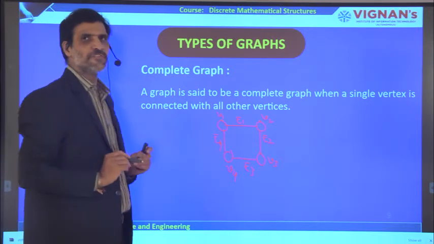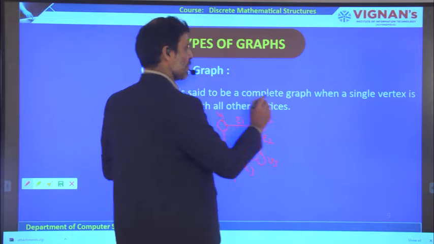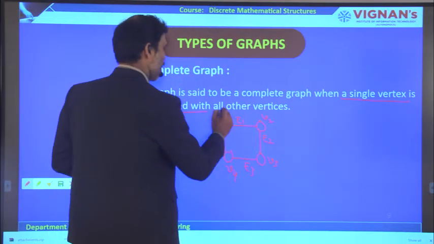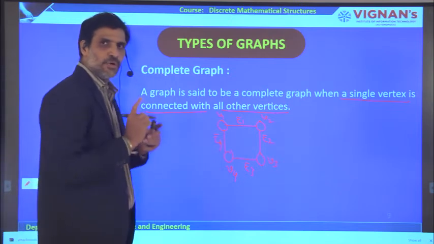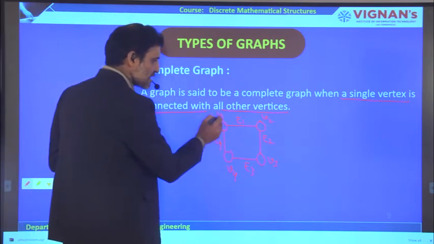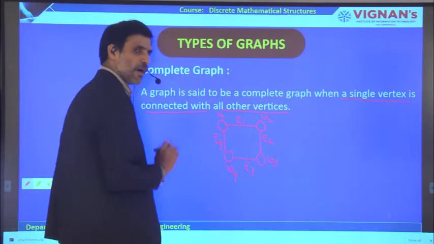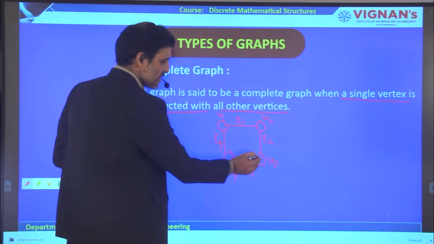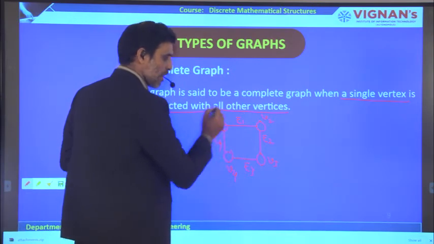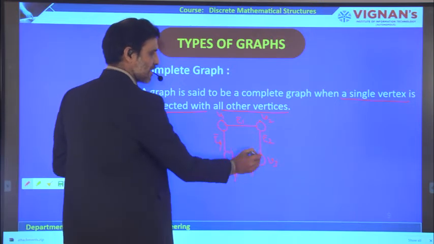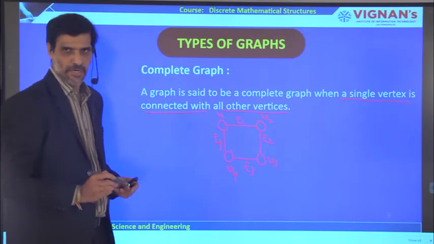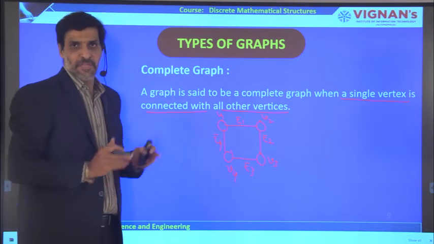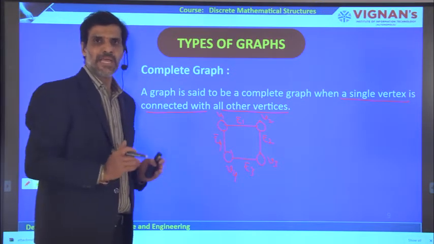But what is the definition of a complete graph? In a complete graph, a single vertex is connected with all other vertices. You need to check whether V1 is connected with V2, V3, V4 or not. V2 is connected with V1, V4, V3 or not. V3 is connected with V4, V1, V2 or not. Similarly, V4 is connected with the other 3, V1, V2 and V3 or not. If they are not connected like that, then it is not a complete graph. If they are connected like that, then it is called a complete graph.